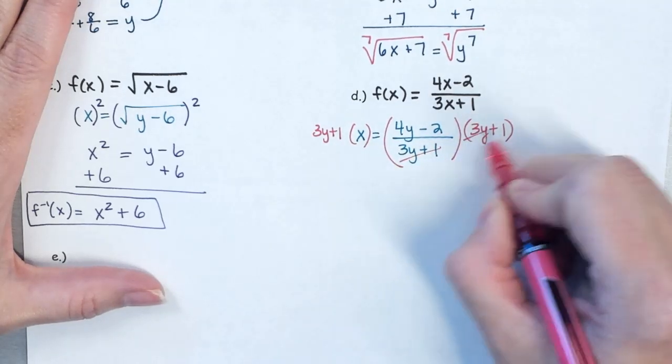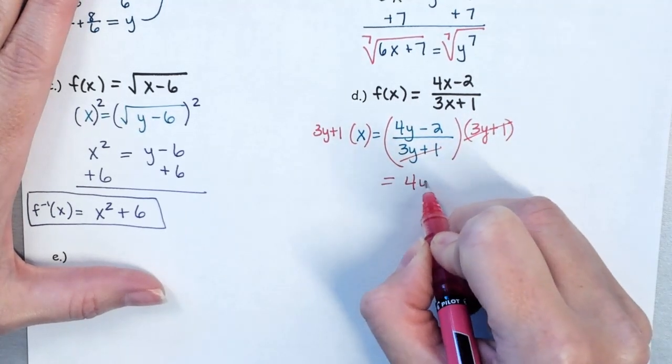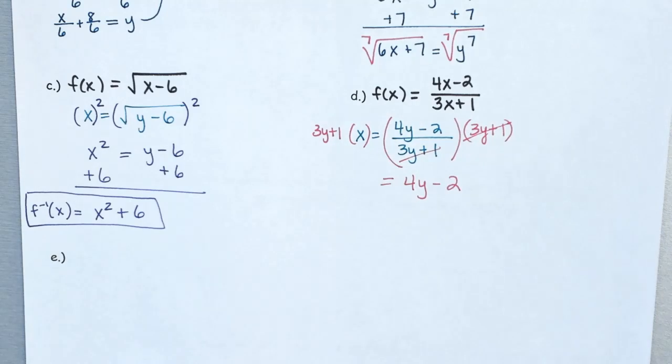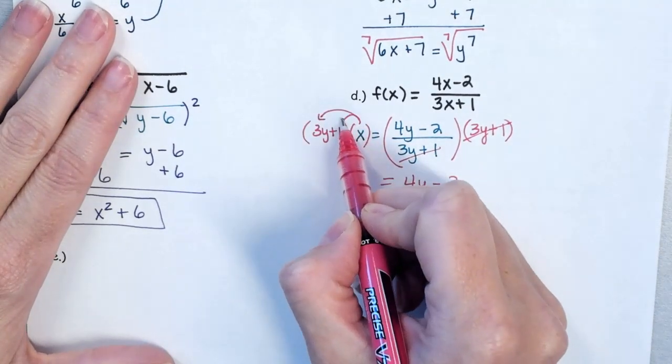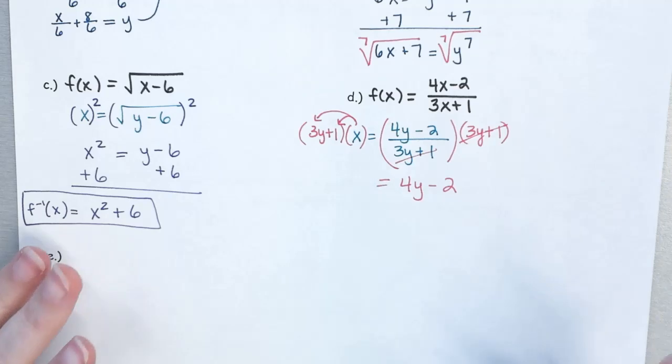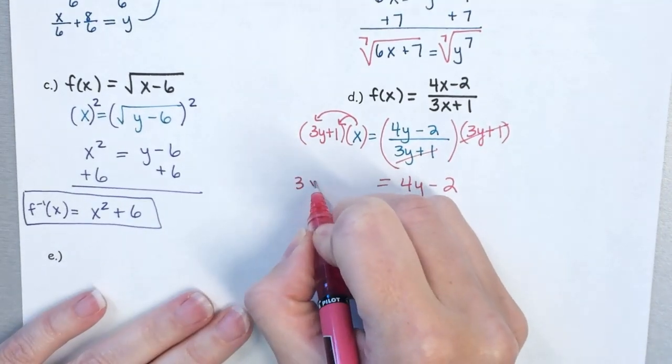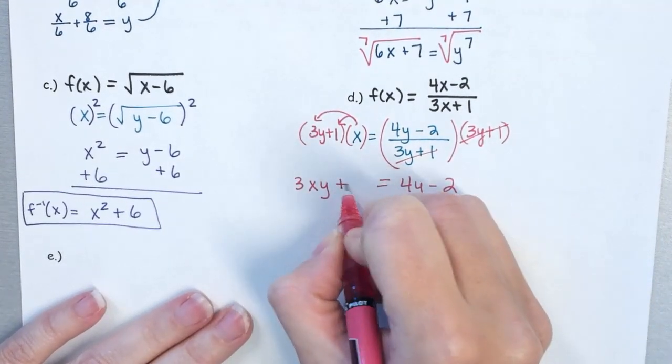Okay, so here we're going to cancel, so we'll get 4y minus 2. And then on this side, you are going to have to distribute, okay? So we're going to distribute the x. So if you multiply 3y by x, we write that as 3xy.